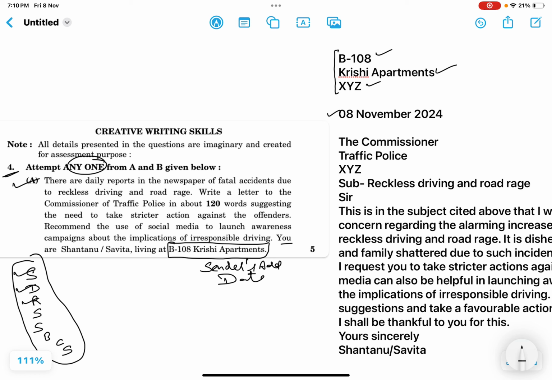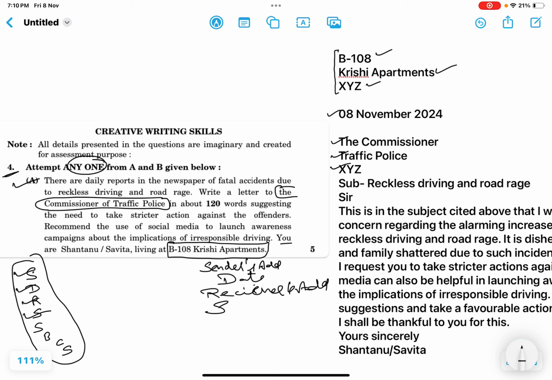Now the next is R, that is receiver's address. Okay, so where do we find receiver's address in the question? When we are given write a letter to. So here it is, write a letter to the Commissioner of Traffic Police. So this is the receiver's address. So you can see I have written the Commissioner Traffic Police. Name of the city is not given, so I have mentioned the same XYZ.